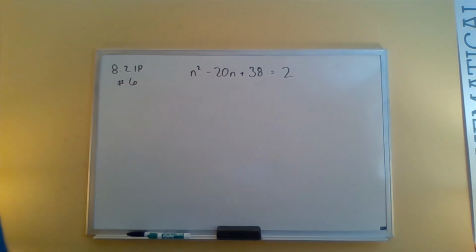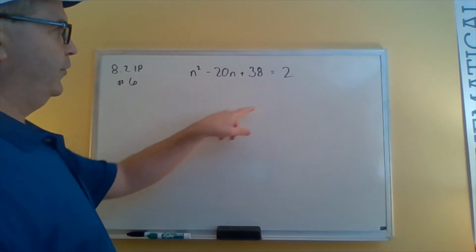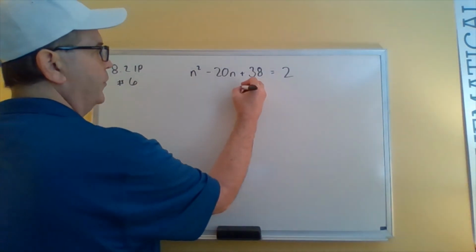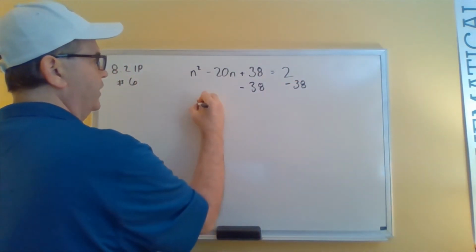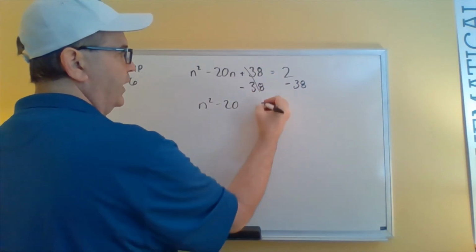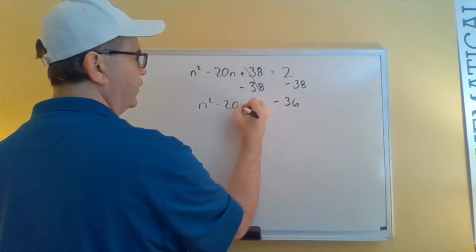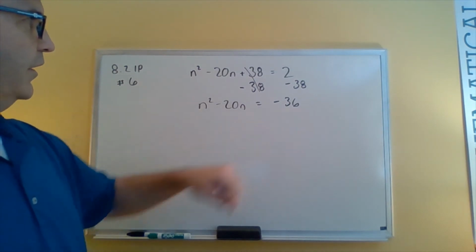Number 6, we have n squared minus 20n plus 38 equals 2. Need to rewrite this so my variable terms are on the left, my constant is on the right. I'm going to subtract 38 from each side. I will get n squared minus 20n, the 38's cancel out, equals negative 36. So I have my variable terms on the left, my constant on the right.